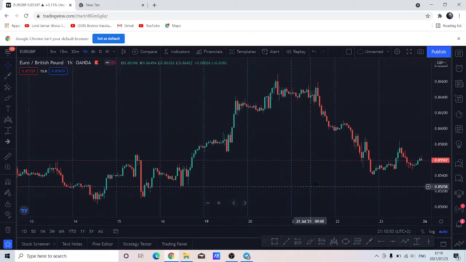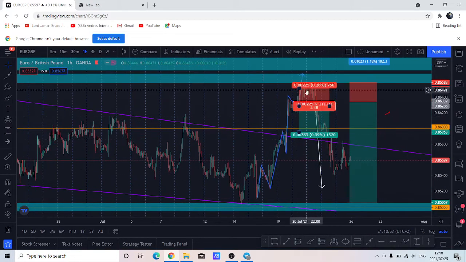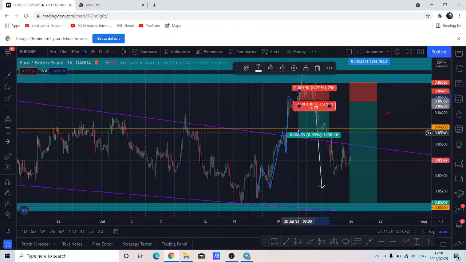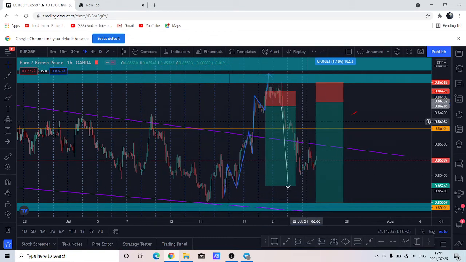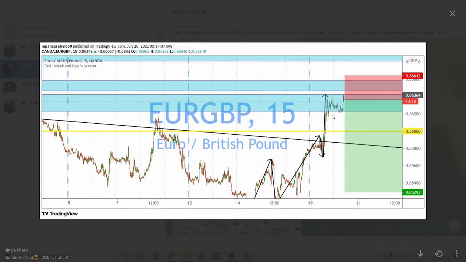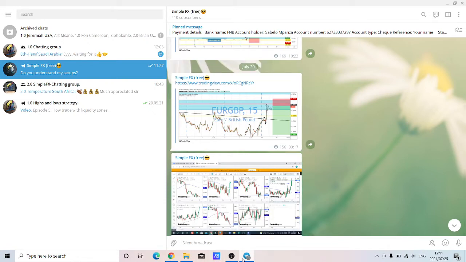Euro GBP. So I started by entering here, and then TP somewhere around here, and then this thing, I lost money. As you can see, I took the entry here, and then this thing went up, and then after going up, it came back again.